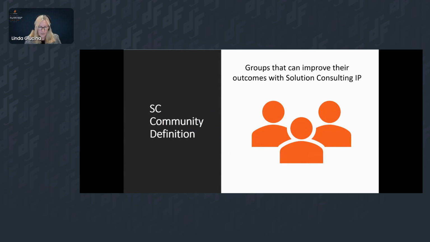I think we were supposed to run a poll, so probably run that poll now, Matt. The one about communities. What I'd like to now know is your definition of community. What do you believe a community should be?